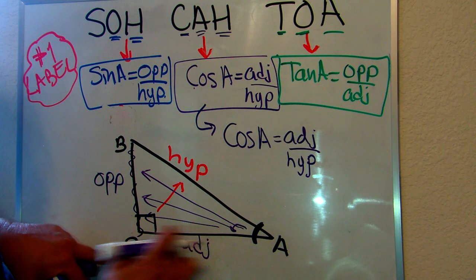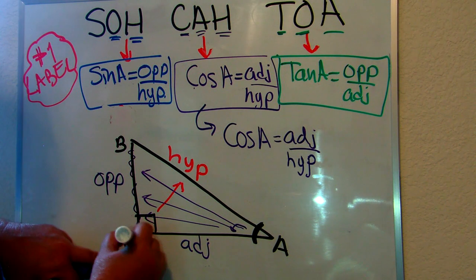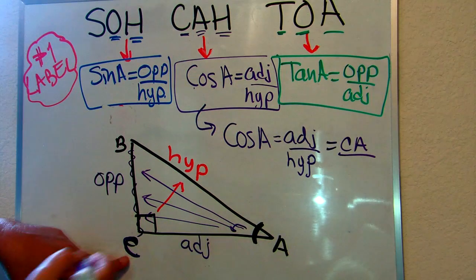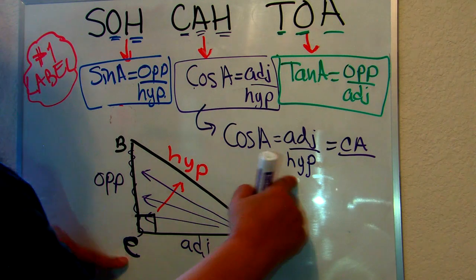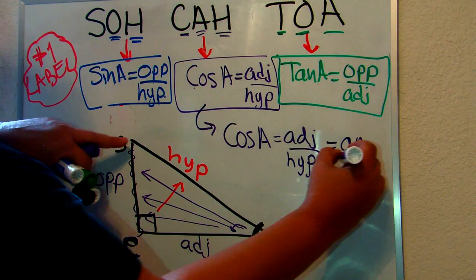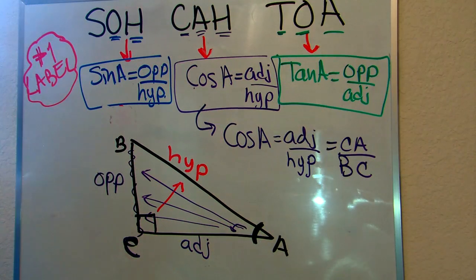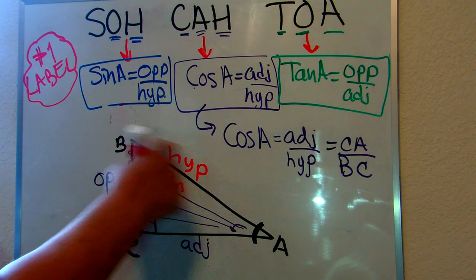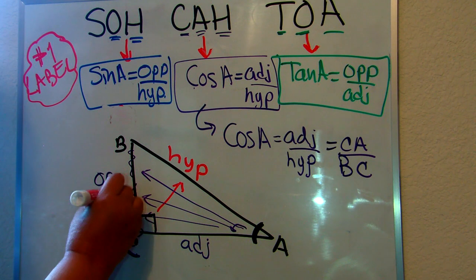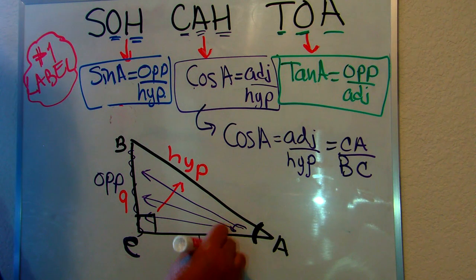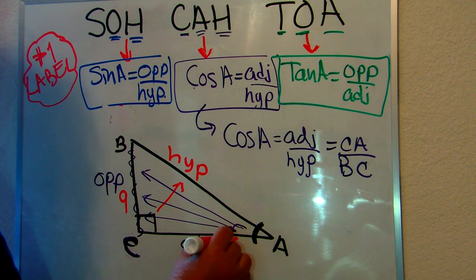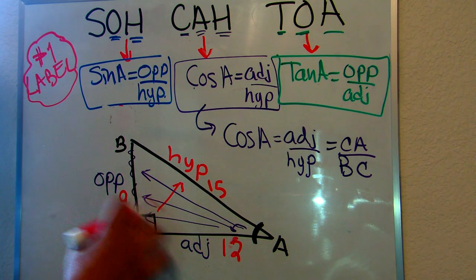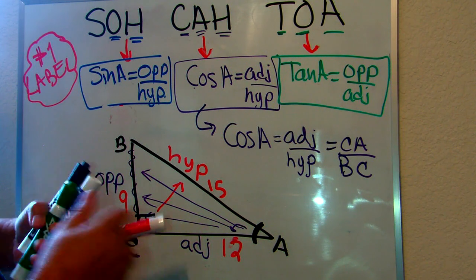So in relation to angle A, what side is the adjacent? Is this one right here. Sorry, this is a C. It's side CA over the hypotenuse, which is side BC. And what did we do on the other example? We gave them measures. This side measures 9, this side measures 12, and this one measures 15. This is actually a triple, a Pythagorean triple. I don't know if you remember those.